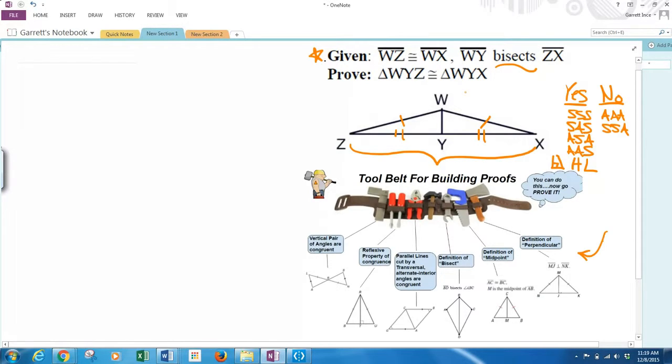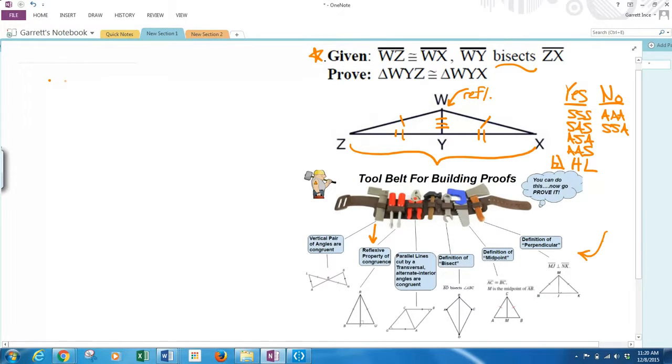And then finally, I have my eyes on WY here. I know that there's that specific property, which is one of my tools down here. The reflexive property is that a side or an angle is allowed to be stated as congruent to itself. So we're going to note that we are going to refer to that reflexive property for that one right there. Okay, so let's get started. Let's make sure we know how to organize things.